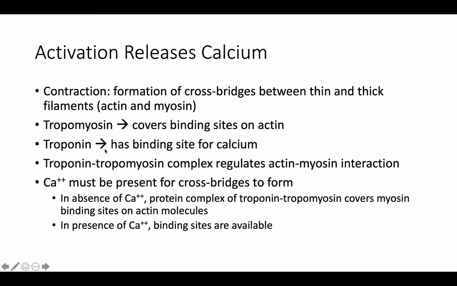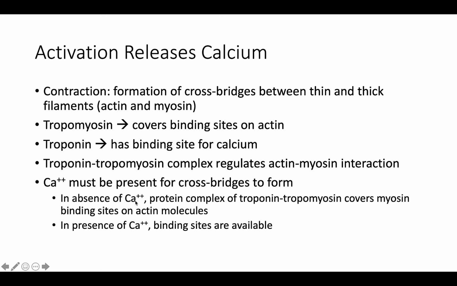Troponin is another protein, and it has a binding site for calcium. Troponin and tropomyosin are kind of a complex together. They regulate whether or not actin and myosin can interact. When actin and myosin do interact, they contract, thus letting the muscle move. In a normal resting state, they do not allow that, because calcium has to be present for cross bridges to form. And the cross bridges, again, are actin and myosin reacting with each other.